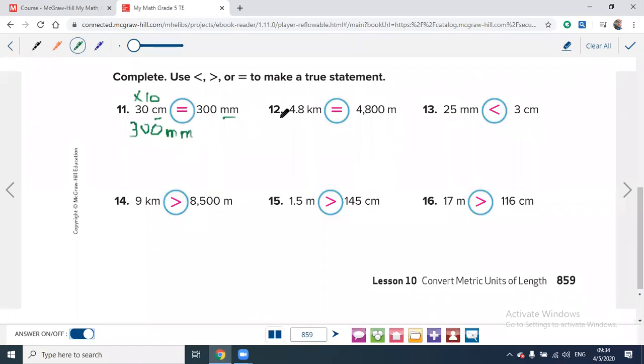Okay. Number 12, 4.8 kilometer and 4,800 meters. So I have to change kilometer to meter. I have to multiply. Multiply by what? 1,000. So if I multiply 4.8 kilometers by 1,000, it will be 4,800. So it will be equal.